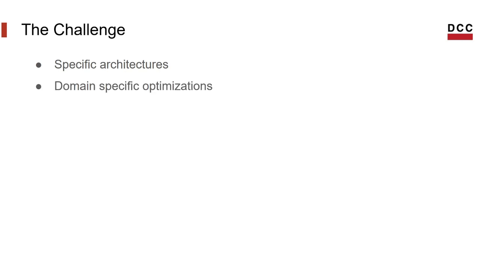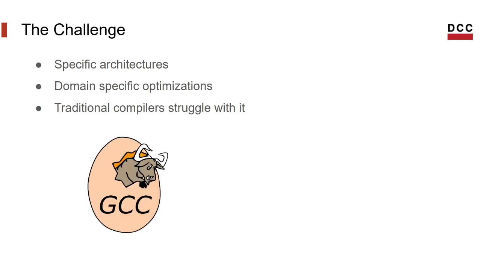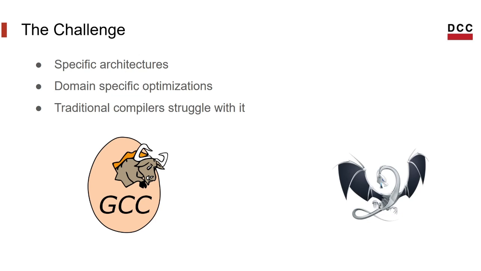We first must start addressing the challenge we face with today's compilation pipeline. Today we have many specific architectures such as CPUs, GPUs, and TPUs among others, and each of them demand domain-specific optimizations to better perform when executing code. This type of requirement drives traditional compilers insane because they would struggle to perform it. And in these slides, when I refer to traditional compilers, I mean compilers such as GCC and Clang from LLVM.